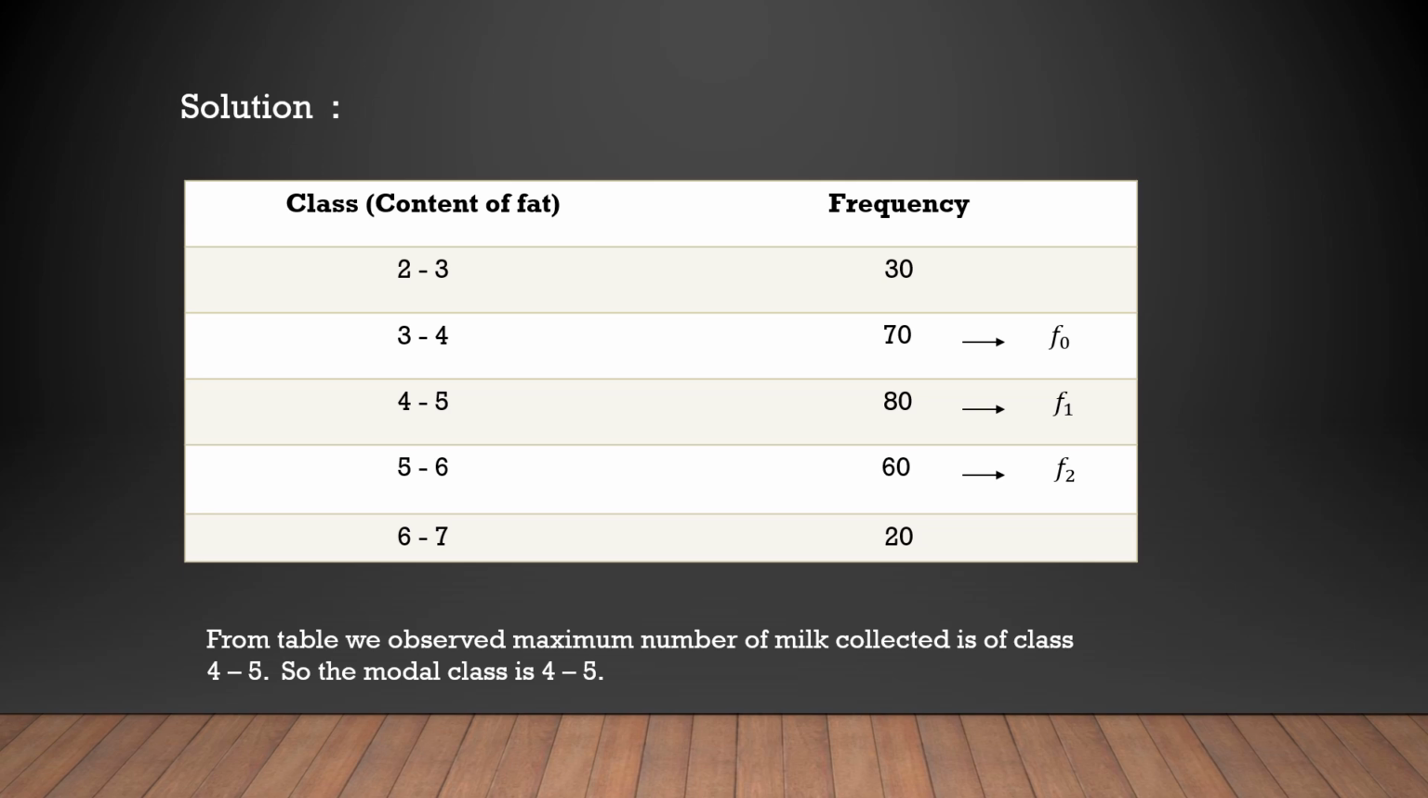This maximum frequency is known as F1, the frequency of the preceding class is known as F0, and the succeeding frequency, the next frequency, which is 60, is known as F2. So F1 is 80, F0 is 70 and F2 is 60, and the modal class is 4 to 5.